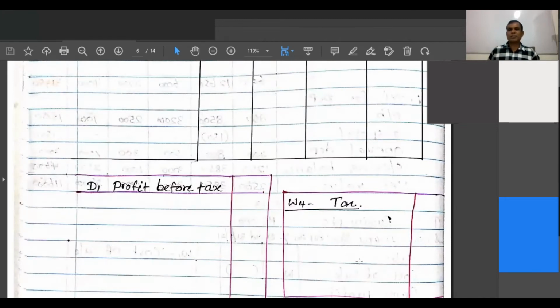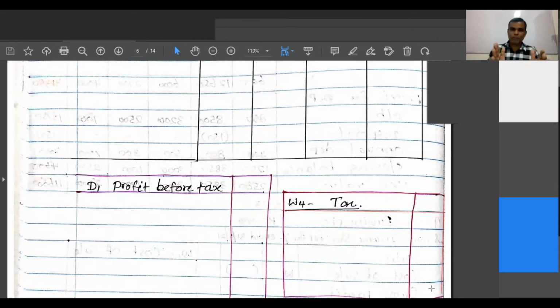Only 3 or 4 lines are enough. Here, this is how tax is calculated. Now, the very simple thing is that in the examination, if you show these workings very clearly and separately, it is very easy for the examiner to identify all these values. So that is my argument.